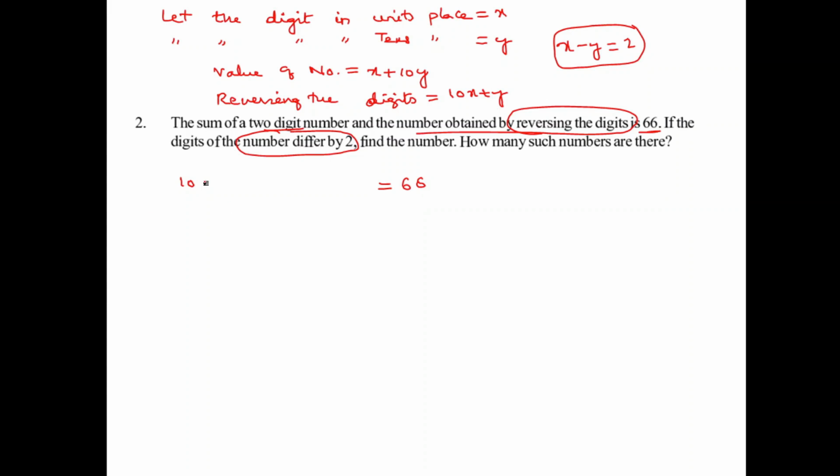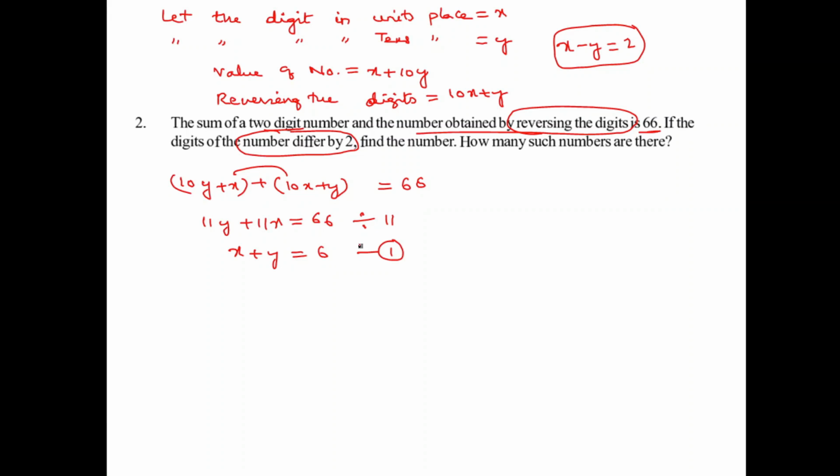10 times of y plus x. This is again added to 10 times of x plus y. Now the entire equation is reduced to 11y plus 11x. As you can see, I have added this, and this equals 66. Now I'm dividing this entire equation by 11. When I divide this entire equation by 11, it reduces to 6, as equation number 1.